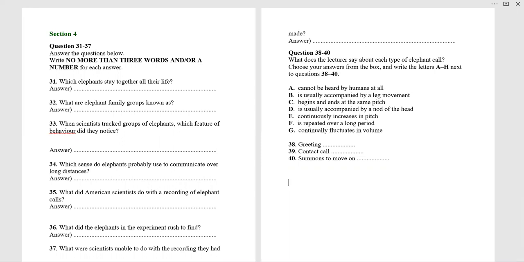I couldn't understand C still. I got F because I heard about the long period. For 38, C. You marked G for that, I guess. Yes, but it is actually C. Okay, let's see. Greeting.